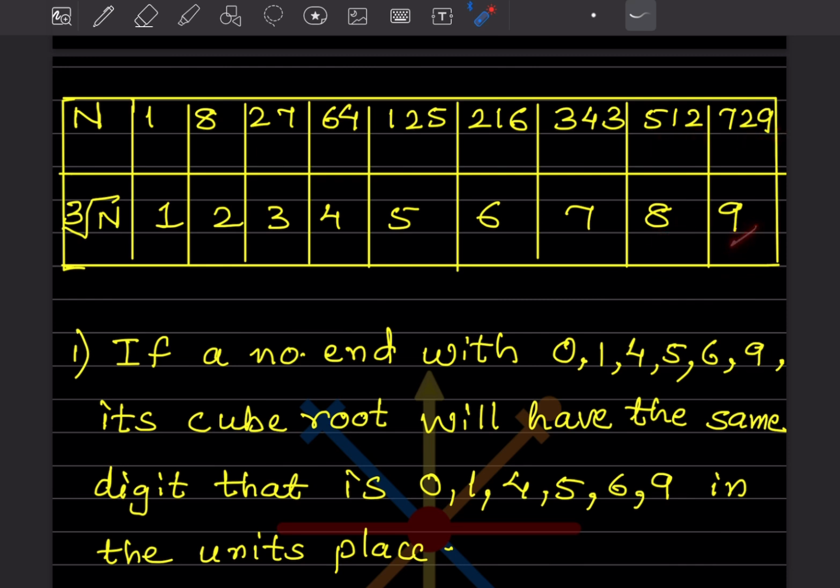And because I'm short of space here, I didn't extend the numbers. But if we take 1000, it's going to be 10. So this table you have to learn.